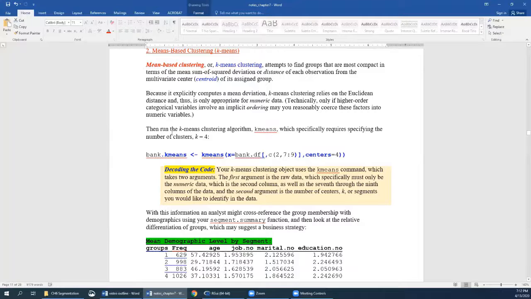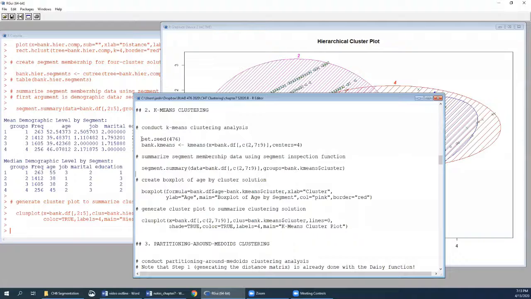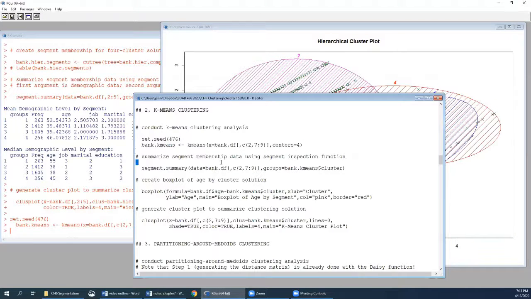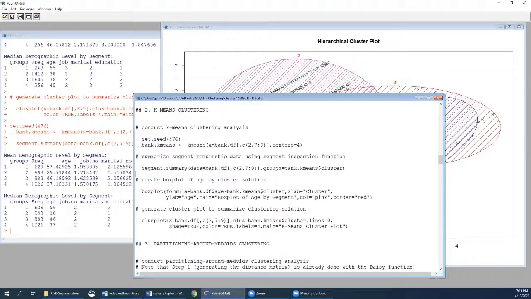So then what we can do is run this k-means clustering algorithm just using the command kmeans on our numeric columns. So that's columns 2, 7, 8, and 9. We also have to specify that we want 4 centers. So that's 4 centroids, so we're creating 4 clusters. So I can show you that in our data. We have to set our seed. We're going to run that analysis, and we can also then do the segment inspection function on the results.